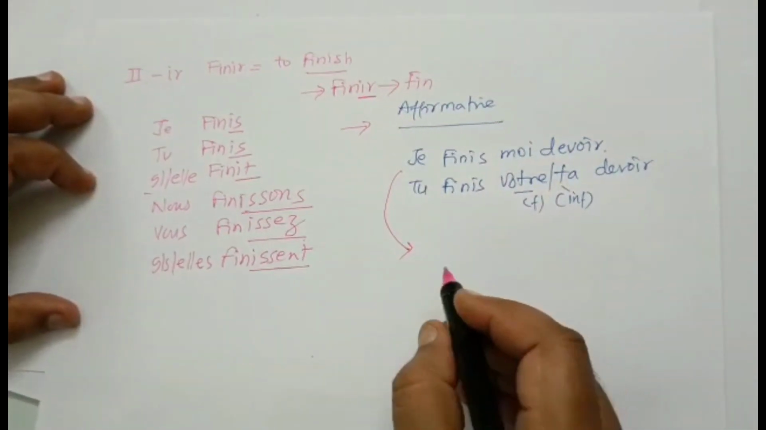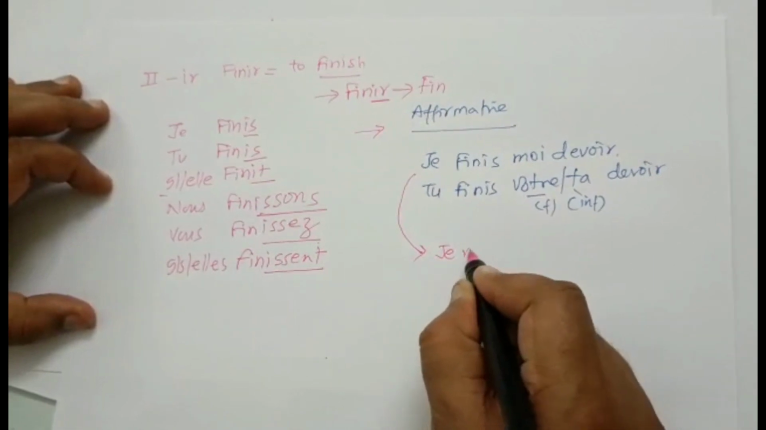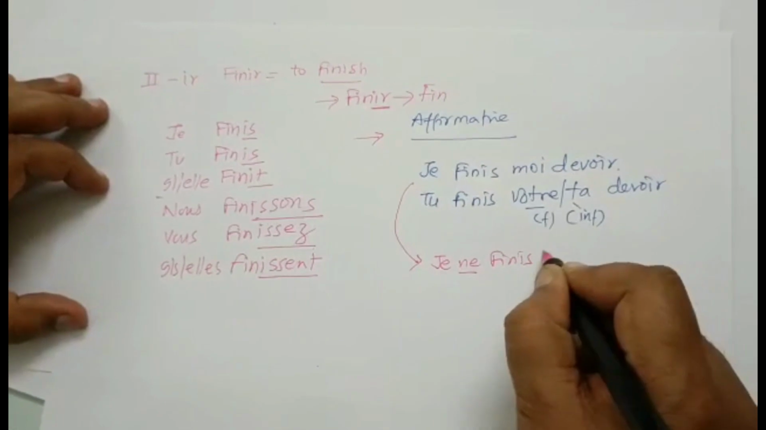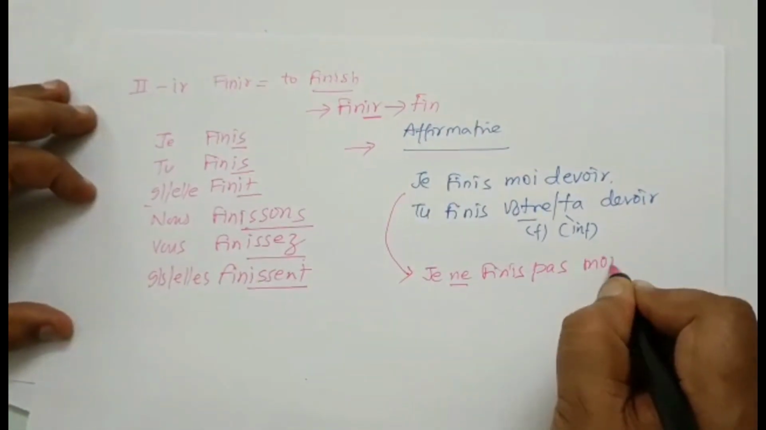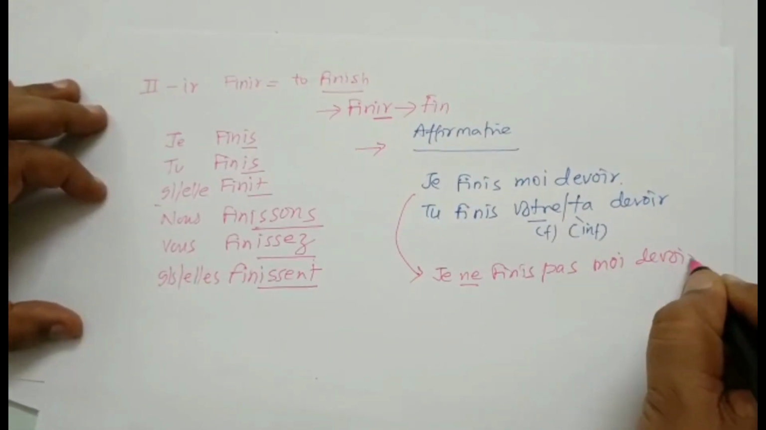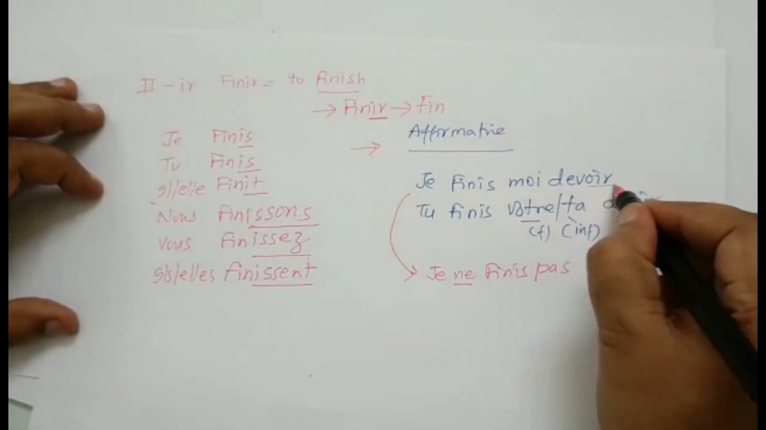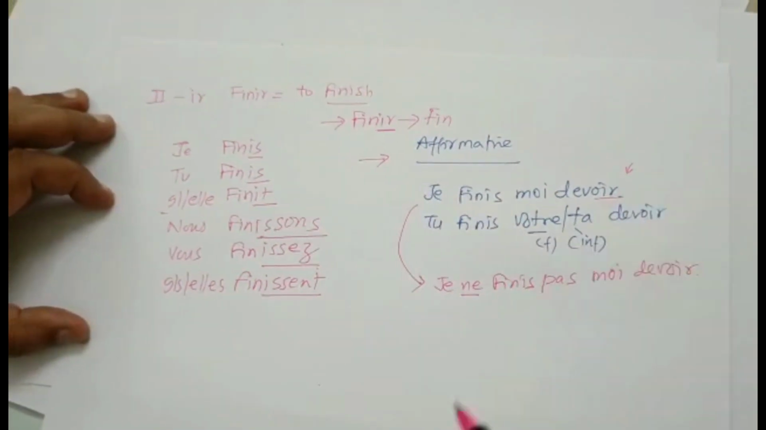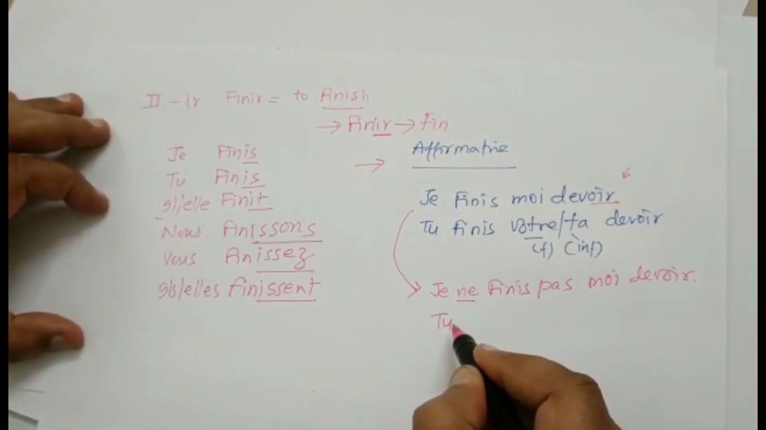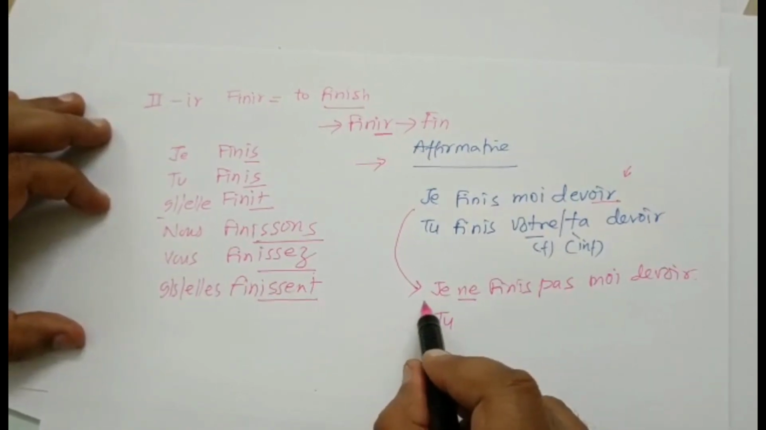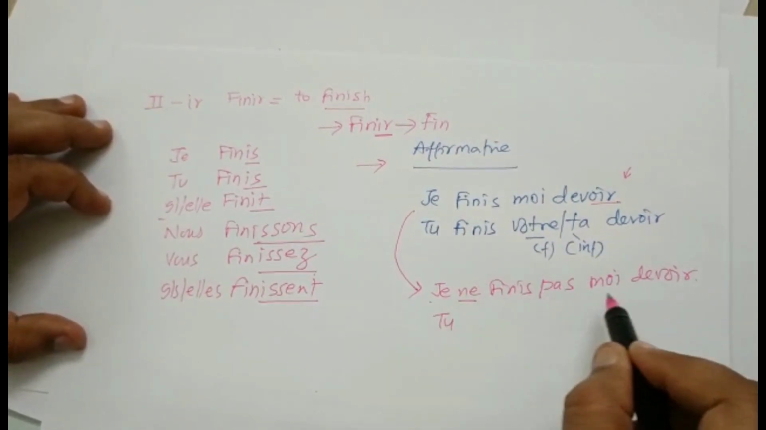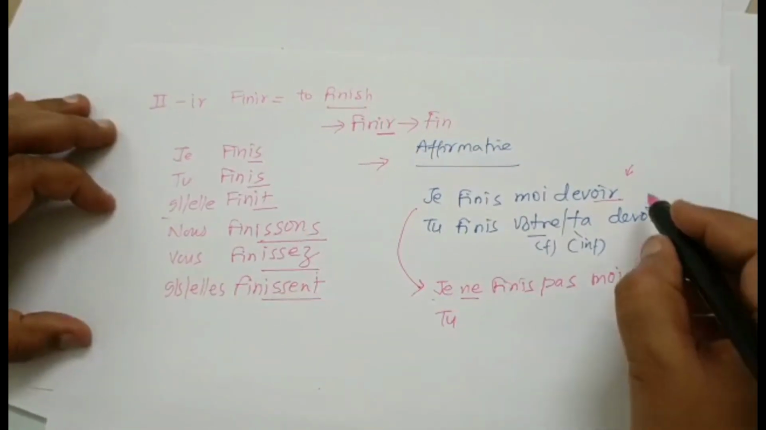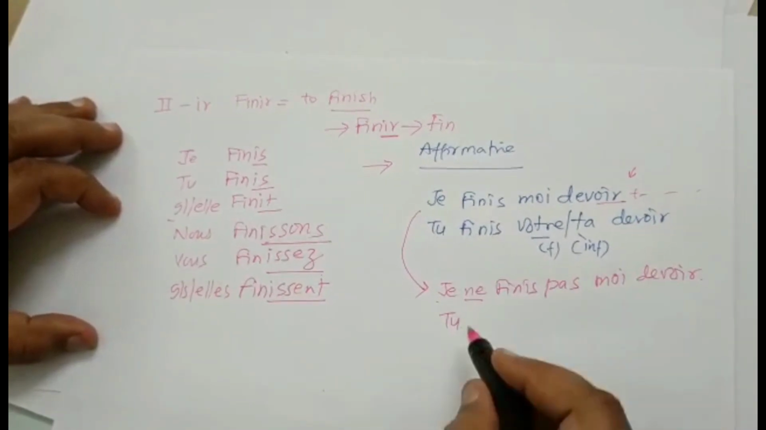Now how will we change it? We will place ne immediately after the subject pronoun. Je ne finis pas mon devoir. My homework. Though devoir is another verb, sometimes it acts as the homework also. Similarly, in this context, here I am writing Je ne finis pas mon devoir. I did not finish my homework. Or maybe there are certain other words we may add later on.